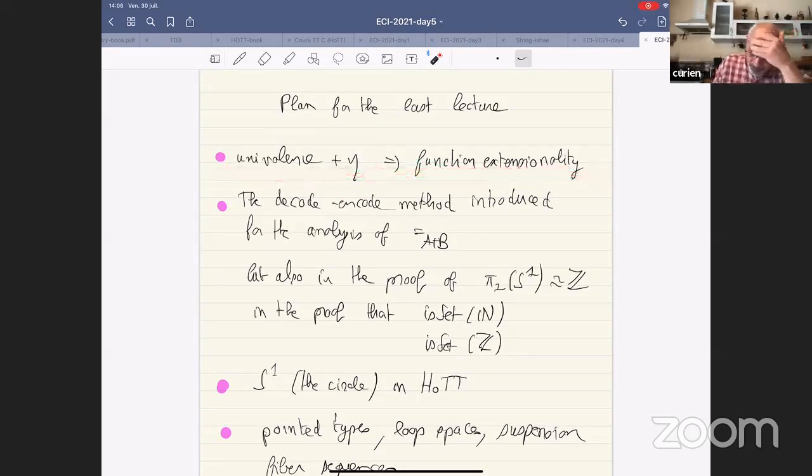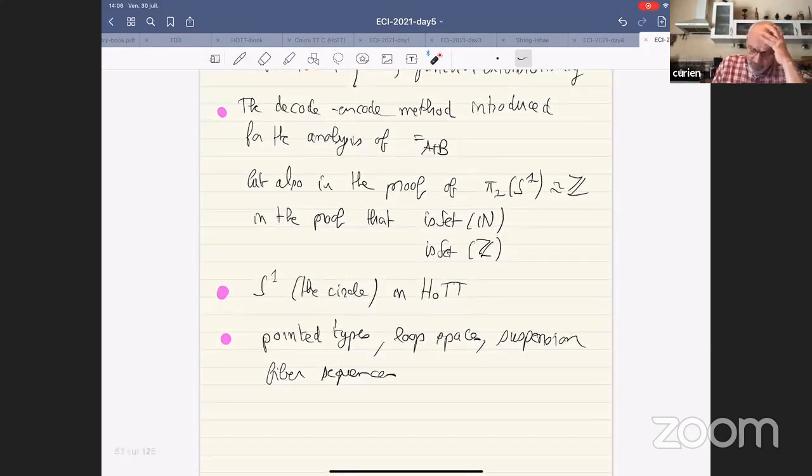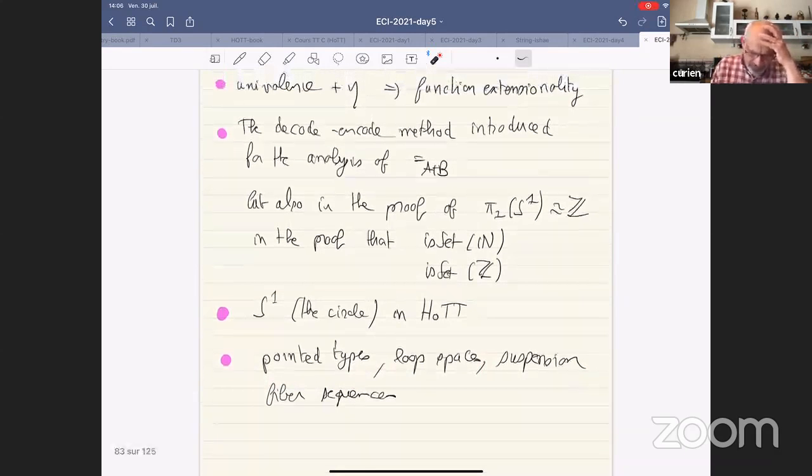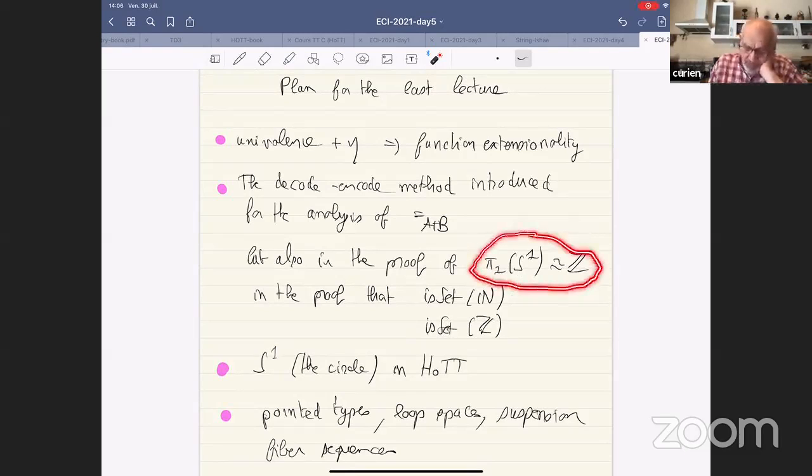The last part of the course will be mainly concerned with things like the circle, and some other topological constructions which are very well known: the loop spaces, suspensions of spaces, and then something called fiber sequences. But before doing that, before studying the circle, we will establish this very well-known result. If some of you have taken or will take a course in algebraic topology, one of the first results that you will meet is that the fundamental group of the circle, also called the one sphere, is isomorphic to Z.